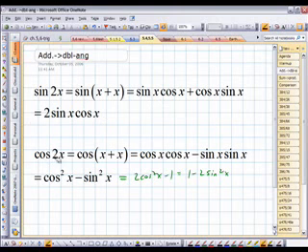For cosine, do it the same way, cosine x plus x, use the cosine addition formula, and you get cosine squared minus sine squared. And that's one way to express it. Now, because we have the Pythagorean identity that cosine squared x plus sine squared x is equal to 1, you can use this and substitute it in here in different ways to get these other two forms of the double angle formula for cosine, which are sometimes very useful.